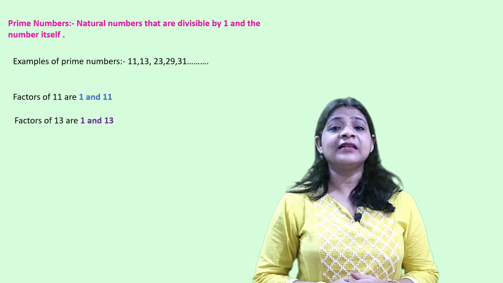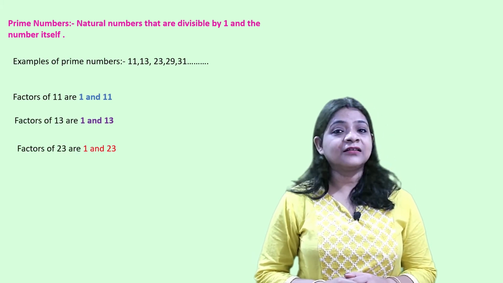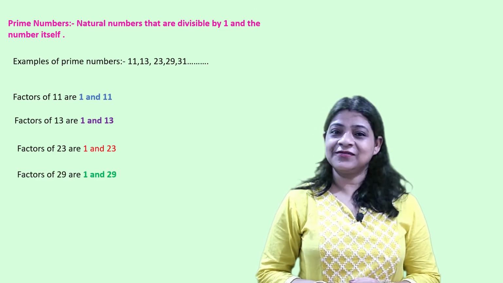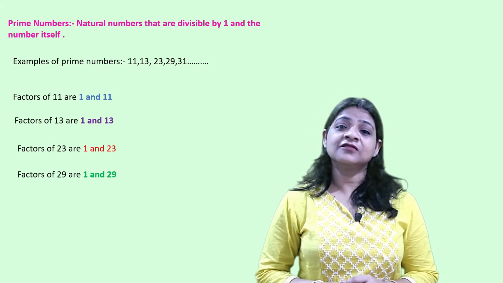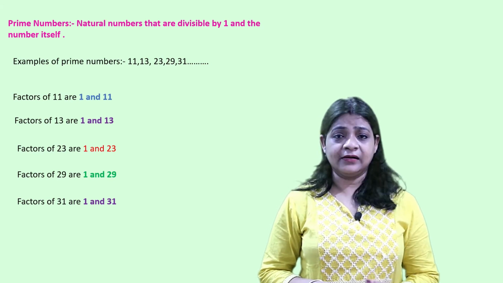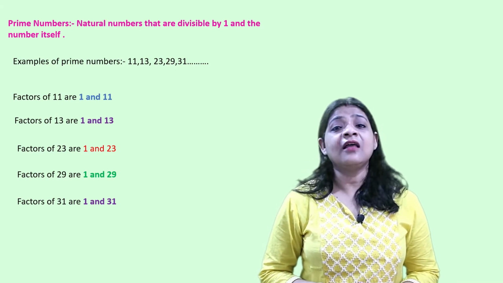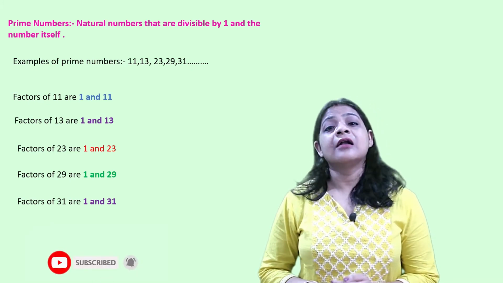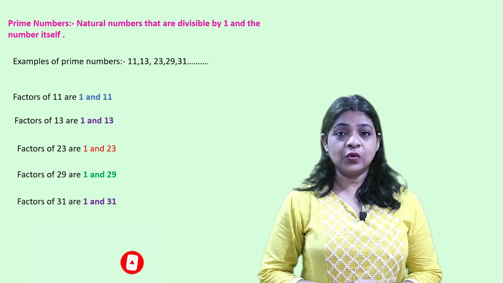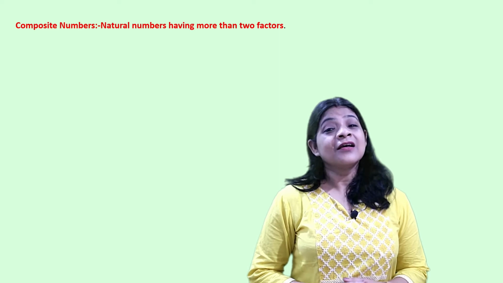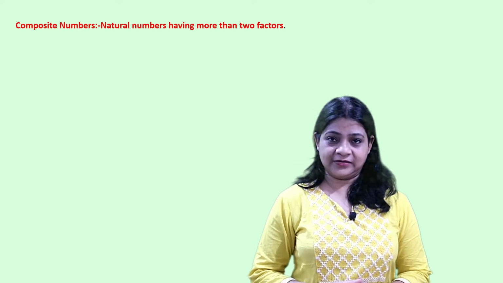The factors of 11 are 1 and 11. Factors of 13 are 1 and 13. Factors of 23 are 1 and 23. Factors of 29 are 1 and 29, and the factors of 31 are 1 and 31. So we see that prime numbers have only two factors, that is, they are divisible by only these two numbers. On the other hand, composite numbers are those numbers that have more than two factors.